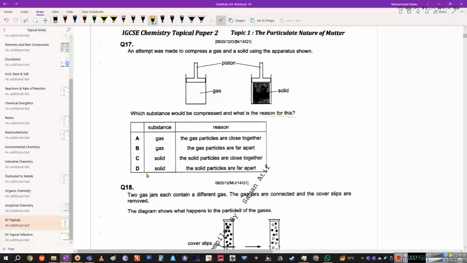Yes, which can be compressed? Gas, because the particles are very far apart. Correct. Okay. Is there a way a solid can be compressed? Have you ever seen a solid getting compressed? Come on, you sleep on it. Mattresses, they're solids, aren't they? But they get compressed. Yeah. So don't forget basic science.